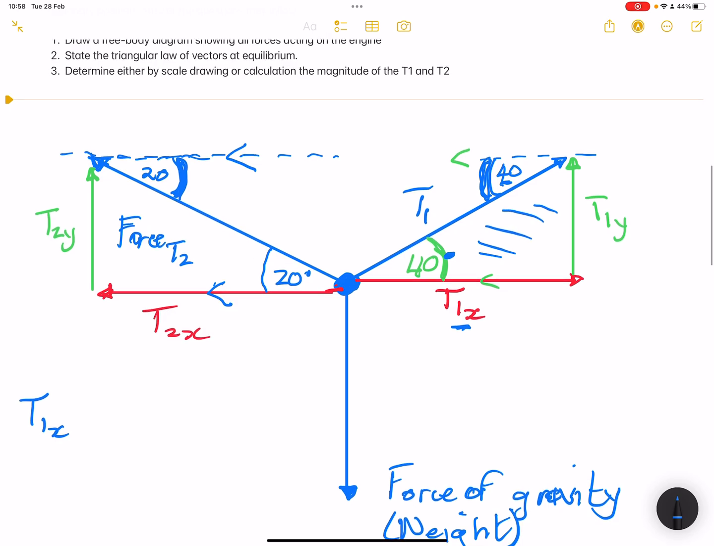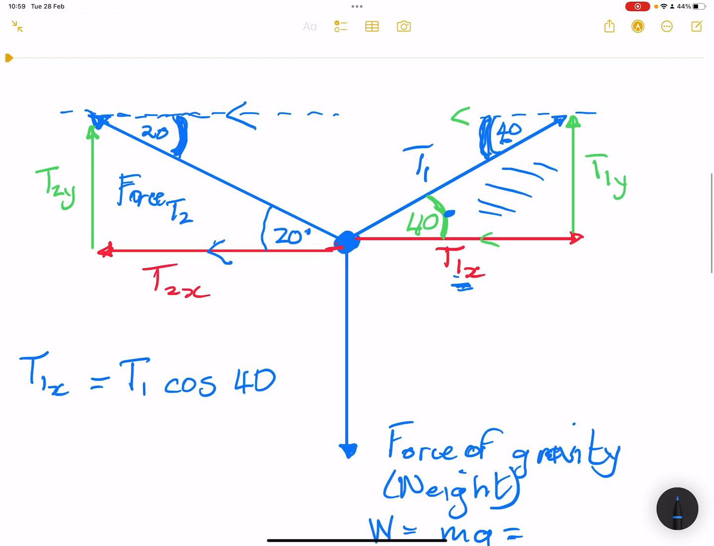So I'm going to use my trig ratio and say, well, adjacent over hypotenuse, that's the cos. So T1x is equal to T1 cos of 40 degrees.